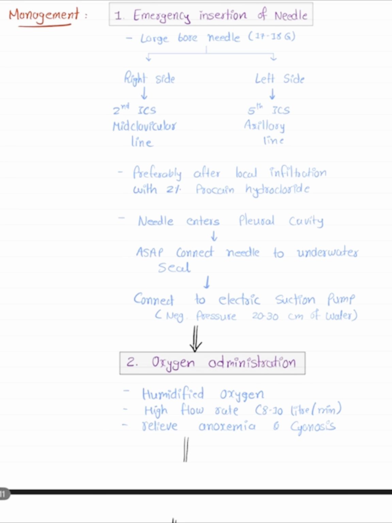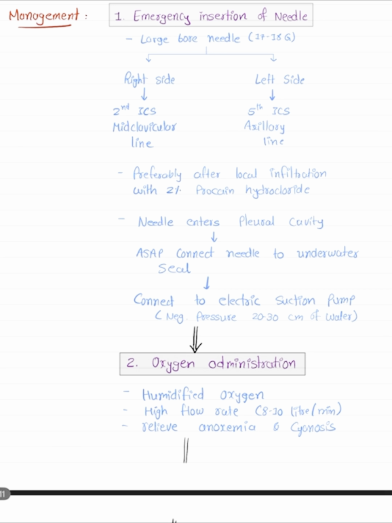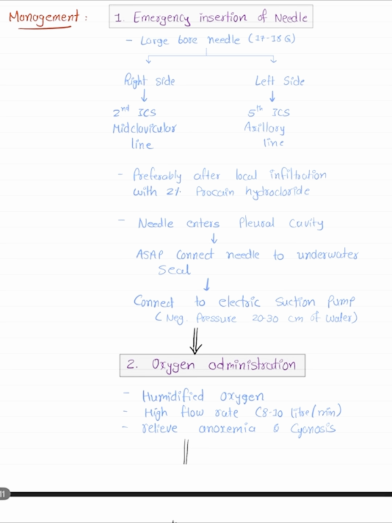Hello fellow med students, now we will see the management of the tension pneumothorax. The steps involved in the emergency management of the tension pneumothorax are as follows. The first step is the emergency insertion of the needle. We will have to use a large bore needle of 17 to 18 gauge.